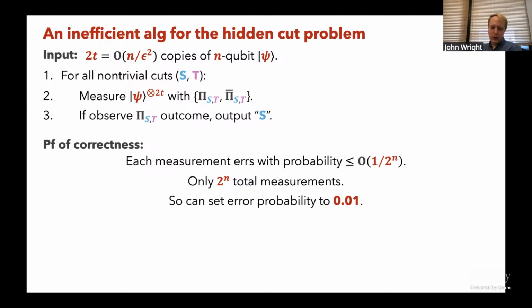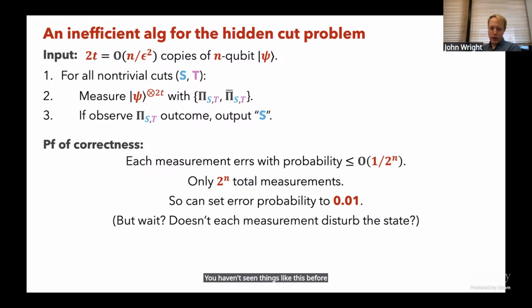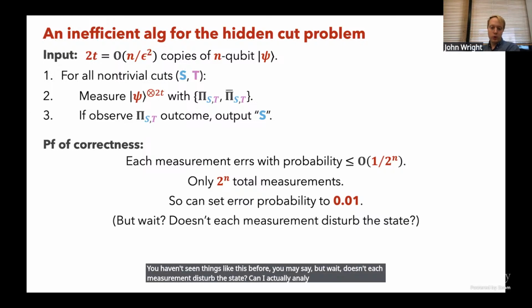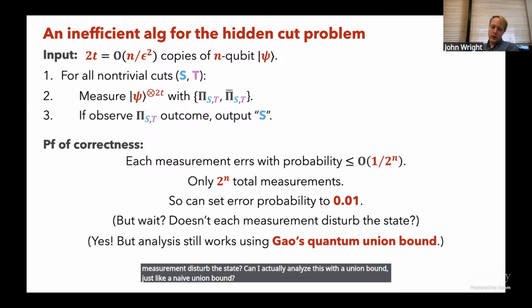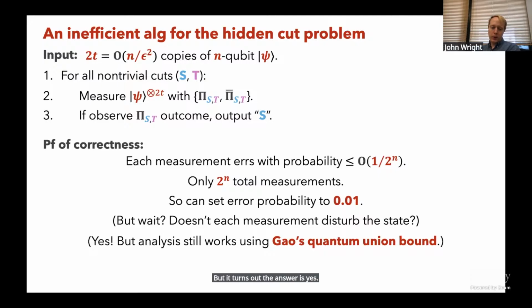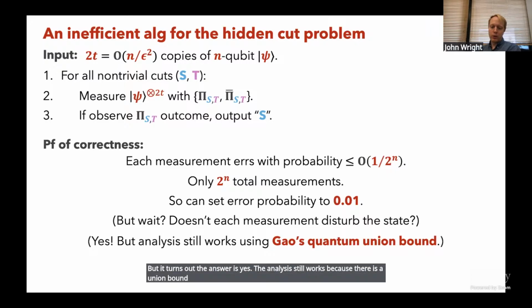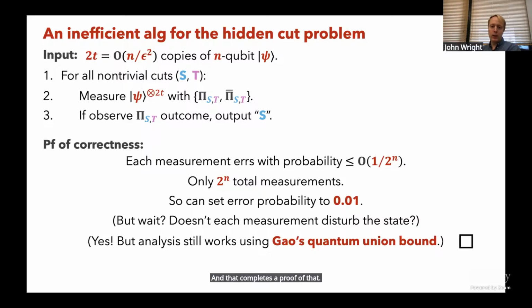Now, if you haven't seen things like this before, you may say, but wait, doesn't each measurement disturb the state? Can I actually analyze this with a naive union bound? But it turns out the answer is yes. The analysis still works because there is a union bound that works in the quantum setting, called Gentle Quantum Union Bound, which is fairly standard if you're doing learning theory. And that completes the proof. So that shows that for the hidden cut problem, you can find the cut, not just detect whether one exists, but actually find it with n over epsilon squared copies of the state.